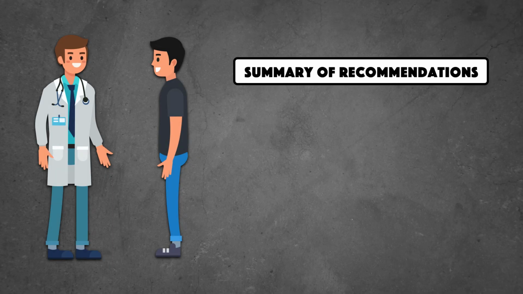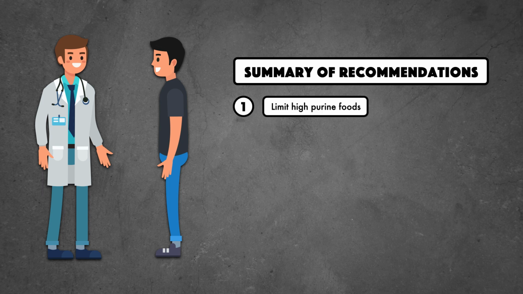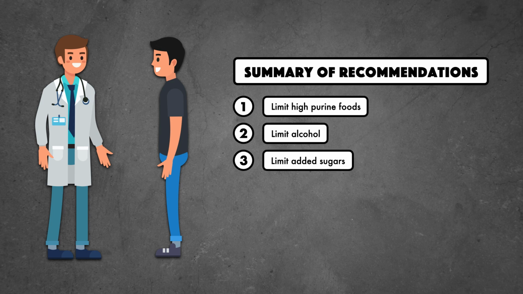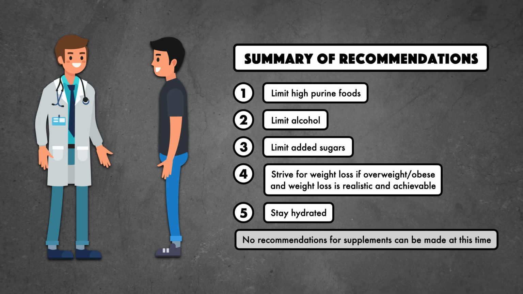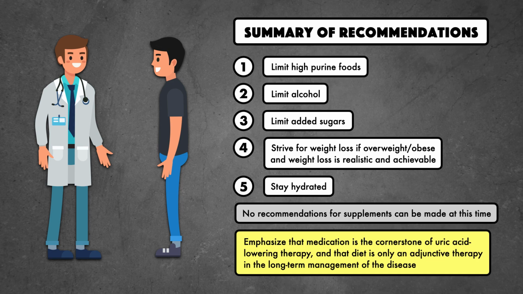In summary, when providing nutrition recommendations to patients with gout, we can encourage them to 1. Limit high purine foods, 2. Limit alcohol, 3. Limit added sugars, 4. Strive for weight loss if overweight or obese and weight loss is realistic and achievable, and 5. Stay hydrated. No recommendations for supplements can be made at this time. Last but not least, we should emphasize that medication is the cornerstone of uric acid lowering therapy, and that diet is only an adjunctive therapy in the long-term management of the disease.